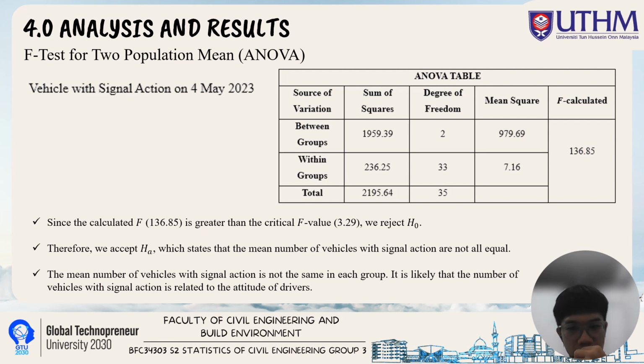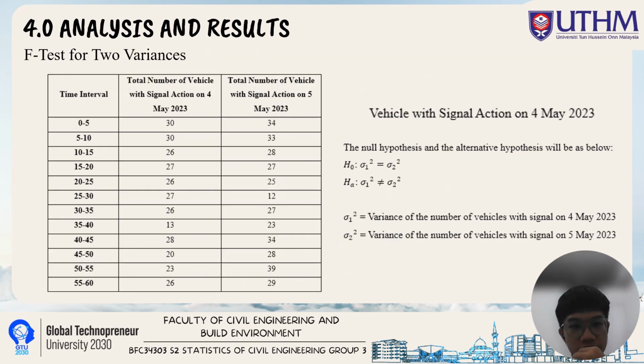We do the assumption where the null hypothesis is sigma 1 square equal to sigma 2 square, and the alternative hypothesis is sigma 1 square is not equal to sigma 2 square, where sigma 1 square is the variance of the number of vehicles with signal action of 4 mA, and sigma 2 square is the variance of the number of vehicles with signal action of 5 mA. So this is the result table.